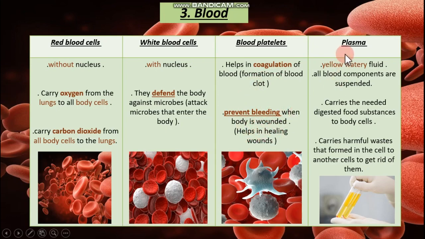Number 4, the plasma. The plasma is a yellow watery fluid and all blood components are suspended in it, like a swimming pool. All the people swim in it. All blood components, meaning red blood cells, white blood cells, and blood platelets, are suspended inside the plasma. Number 2, the plasma carries the needed digested food substances to all body cells. Number 3, it carries harmful wastes that form in the cell to another cell to get rid of them.